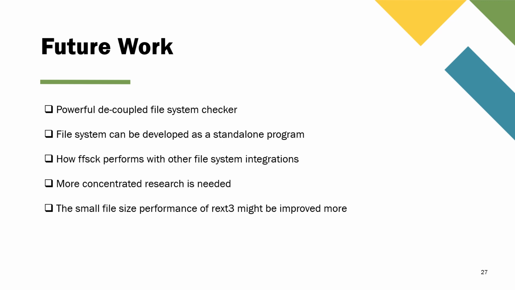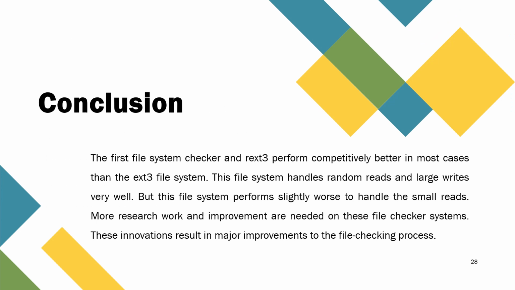Now I'm going to the next slide. Now I will talk about the conclusion. The traditional checkers are very slow and due to their slow speed it is not possible to work with them. Addressing this issue, the author proposed the modified fast file system checker and REST file system. This file system performs better in most cases. This file system handles random reads and large writes very well, but it performs slightly badly at handling small reads. More research work and improvement are needed on this file checker system.